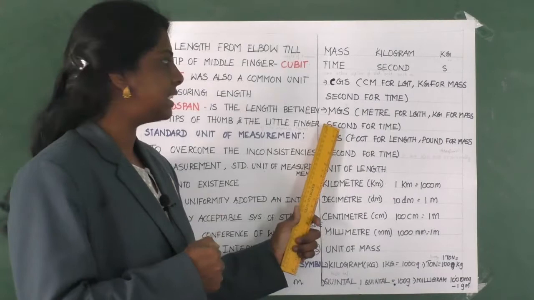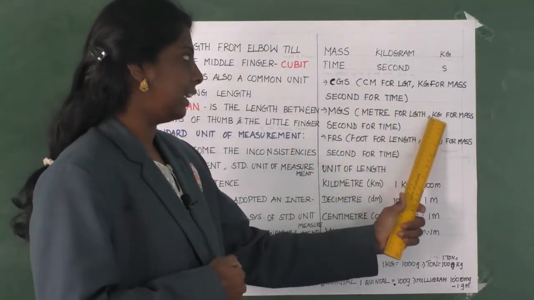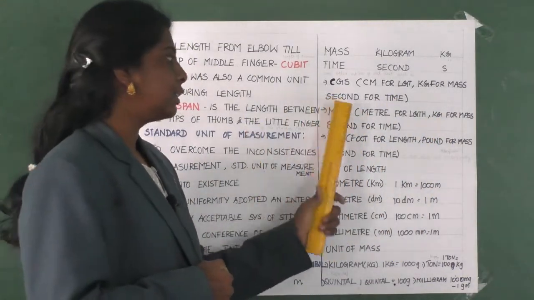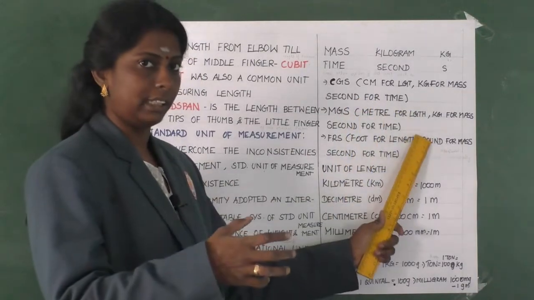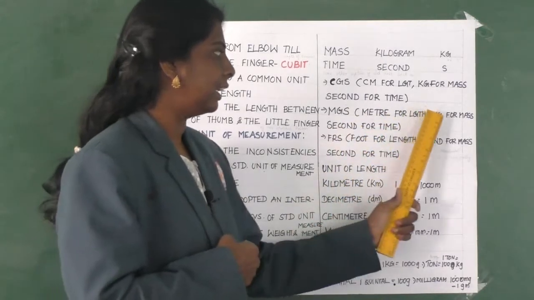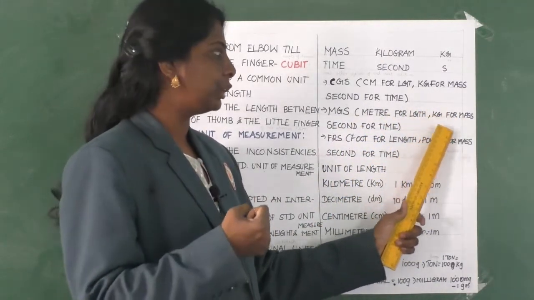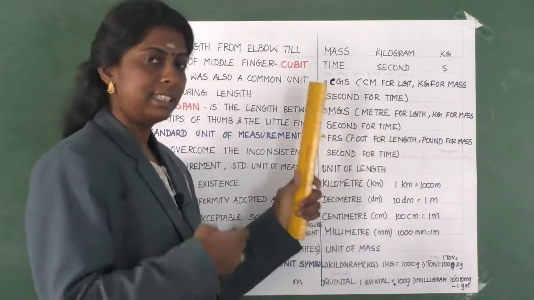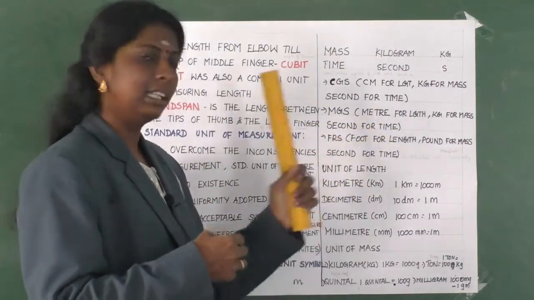Next type is MKS. MKS stands for meter, kg, and second. Meter is used to measure length, is it not, like 100 meters. Then kg for mass, like 5 kg, 10 kg, we measure mass, weight. Then second for time. 60 seconds make 1 minute. Like that, we use seconds to measure time.